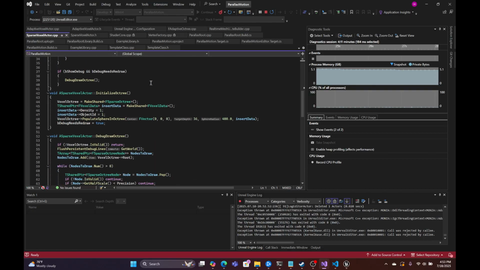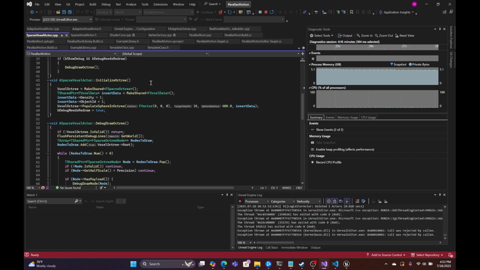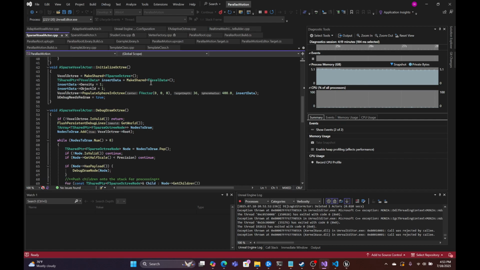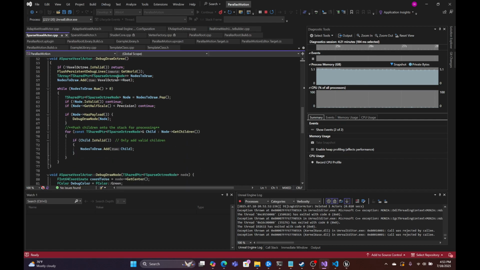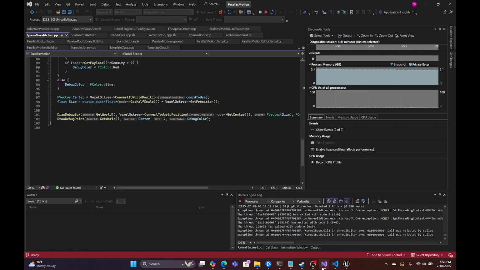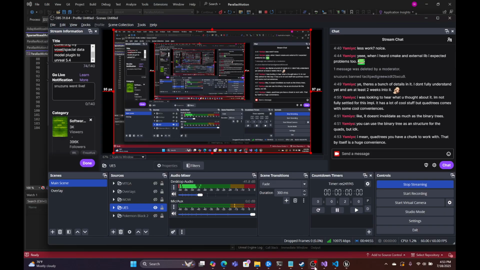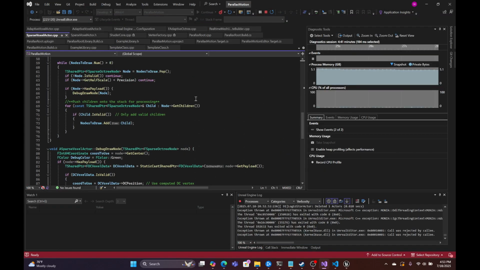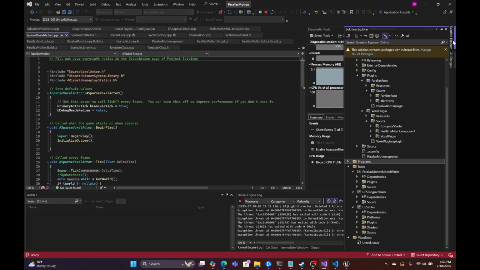It shows octree, make shared, sparse octree. Okay. This is the one we want. Yes, yes. Actually, in here is my not complete voxel meshing algorithm.